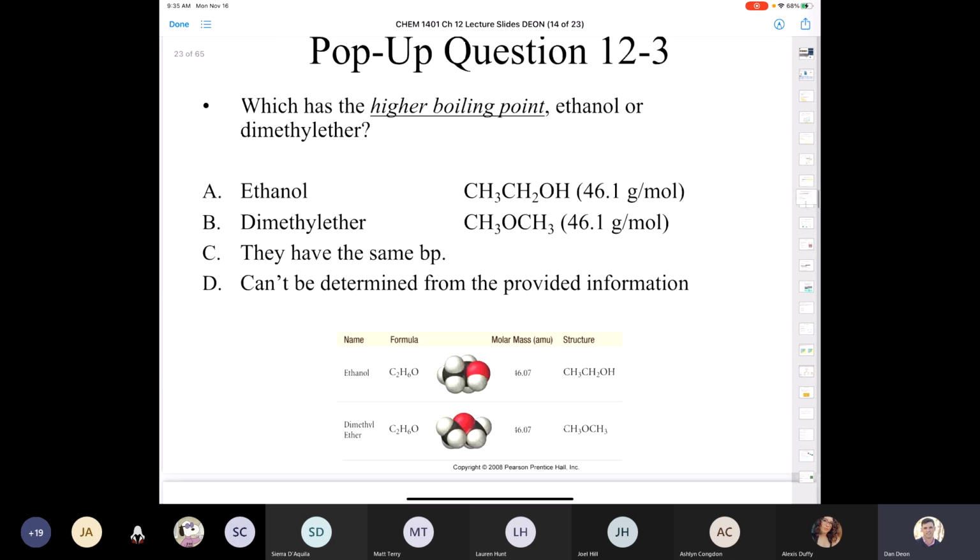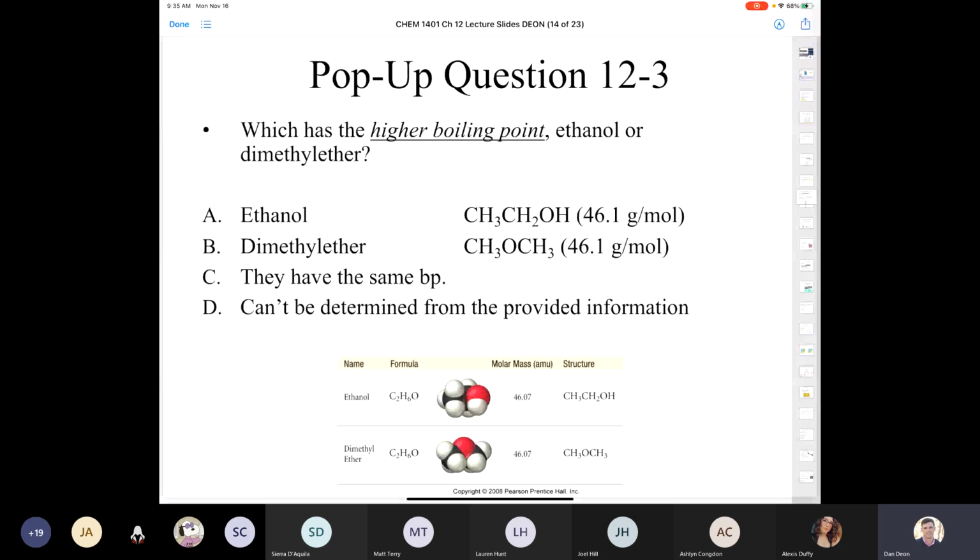It says, which has a higher boiling point, ethanol or dimethyl ether? So they give you the names and they also give you the structures. So the structures are shown here. So this is the structure of ethanol. This is the structure of dimethyl ether. And on top of that, they've given you some space filling models down here to look at.